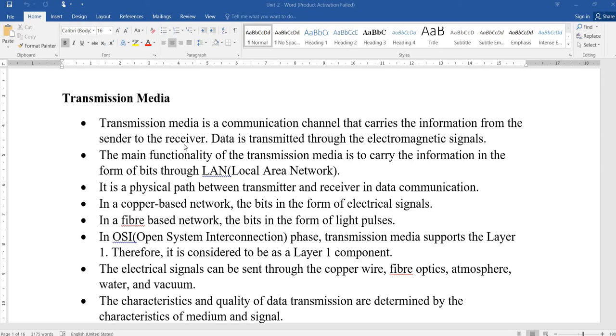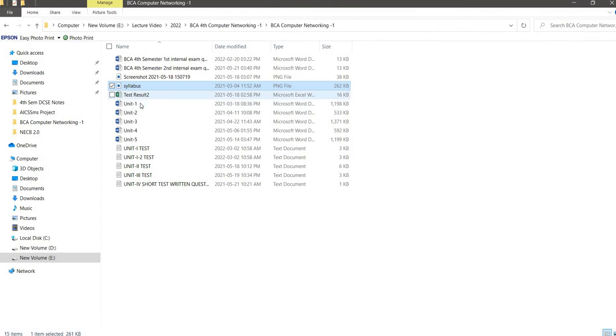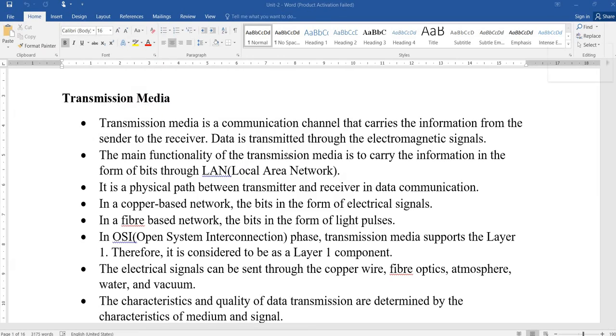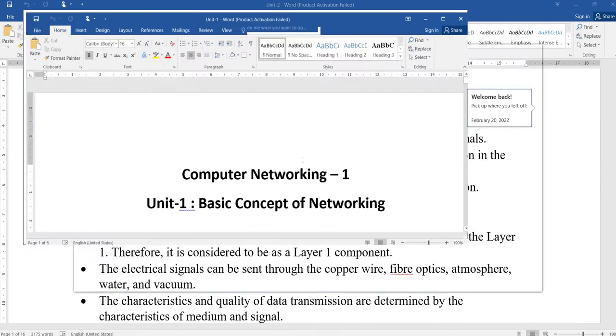In OSI, the open systems interconnection model, transmission media support layer 1. Therefore, it is considered a layer 1 component, that is, the bit by bit transmission of data. Let me look back at Unit 1.